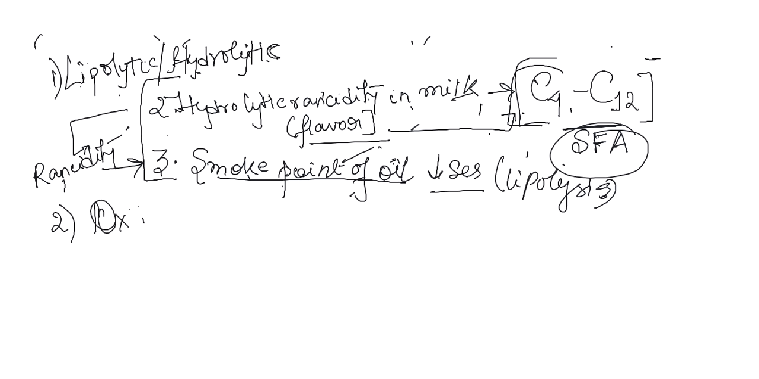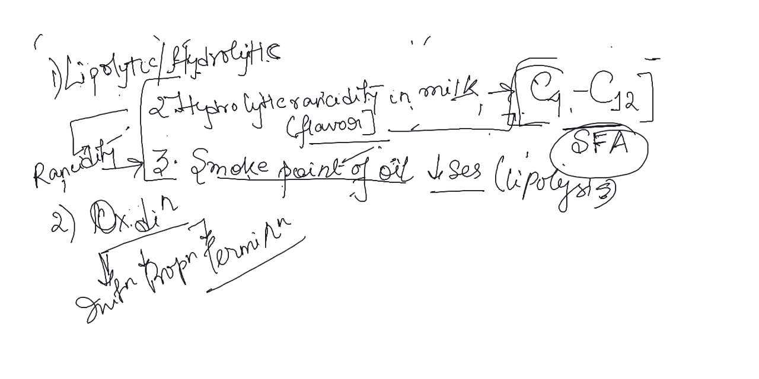oxidation. So oxidation usually is having initiation, propagation, and termination. So initiation, propagation, termination. So initially what is happening, how the free radical mechanism takes place, this part you can study for the oxidation part here.